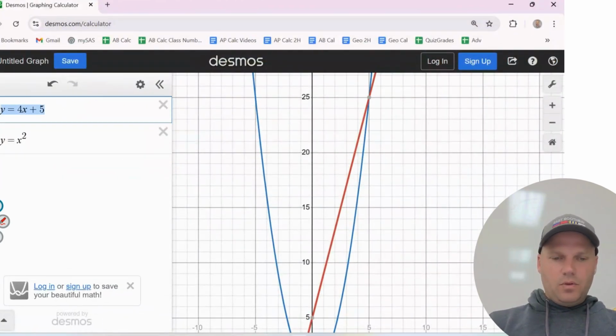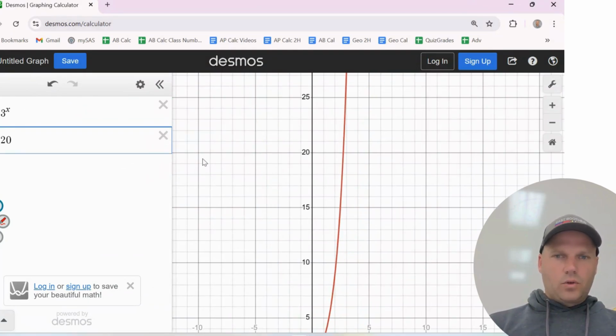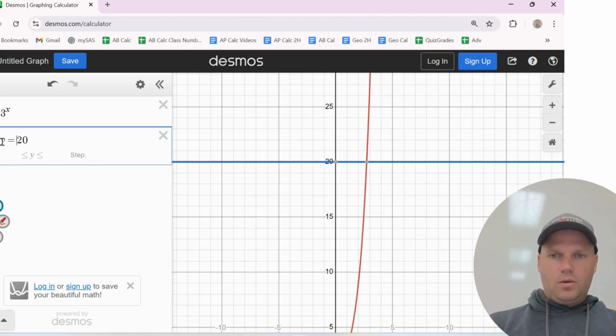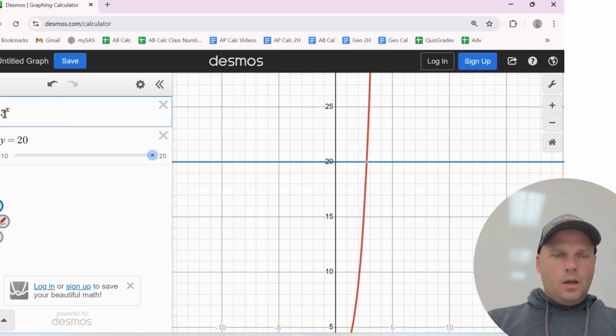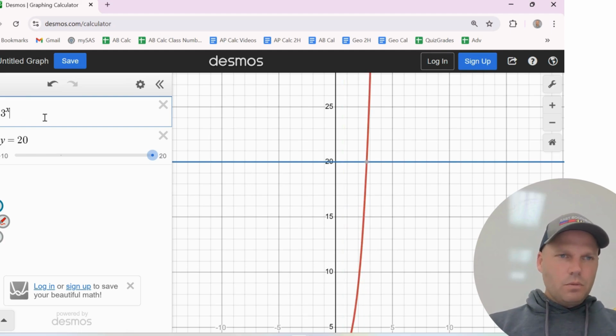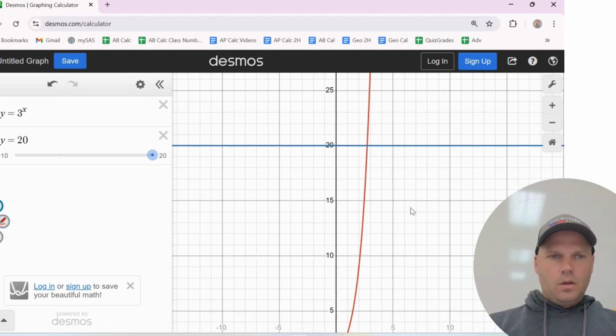If you have Desmos up, you could even just type in 3 to the x and 20. Oh, it won't graph y equals 20 that way. You have to type y equals 20. Boom. Some people will try to type in just this equation and Desmos actually finds the spot for you, but doesn't give you the number. So it kind of solves the equation for you, but you're not able to see the number where the intersection is. You can guess, but there it is, 2.726. Okay, great.